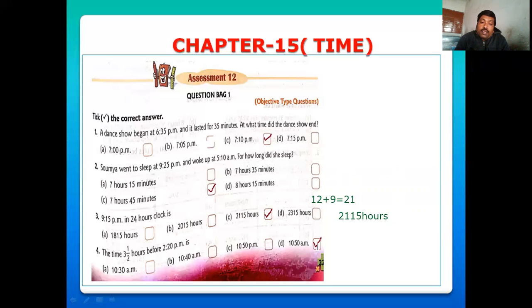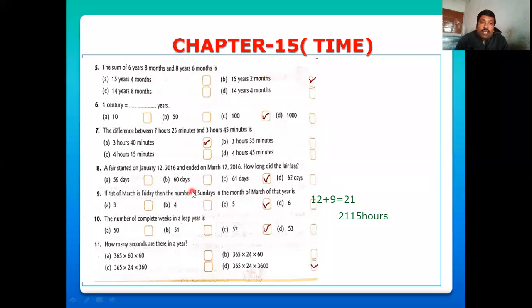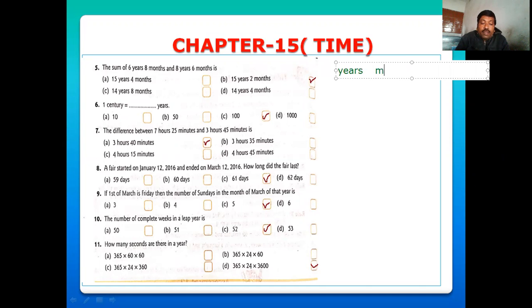Okay. And in this way, we can solve question number 4. Now, let us see question number 5. The sum of 6 years 8 months and 8 years 6 months. How can we add this type of question? We will create two columns, years and months.